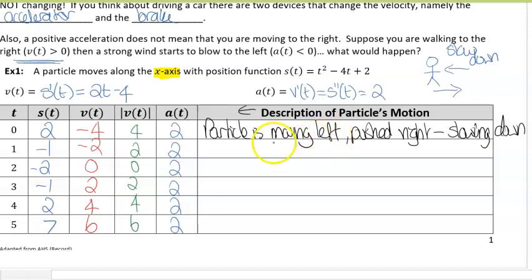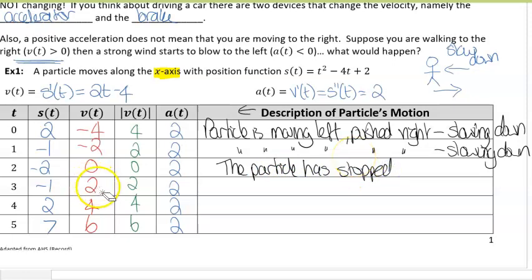The second one is also, I'm going to just do a little copying marks here, moving to the left. The acceleration is again pushing right, so again it's slowing down. So both of these situations are the same. Here we've got a velocity of 0, so no matter what the acceleration is doing, the velocity being 0 means the particle has stopped.